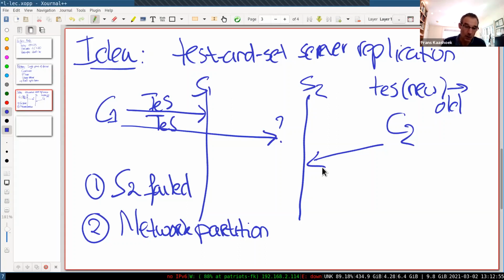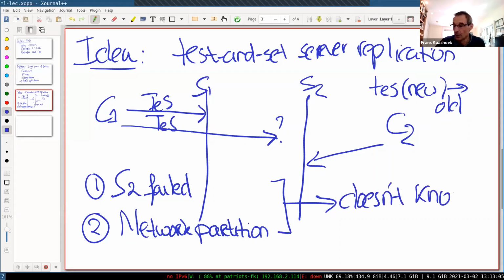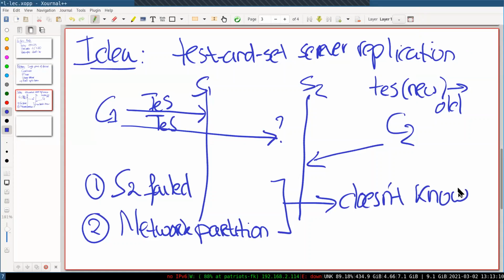And the real challenging part here is that C1 just cannot tell the difference between these two situations. It doesn't know whether S2 is not reachable because it failed or because of the network partition. And so that's the conundrum that's behind all these previous systems, and why they use this single server. Why they don't replicate these crucial services that need to be up, to avoid the split brain syndrome.